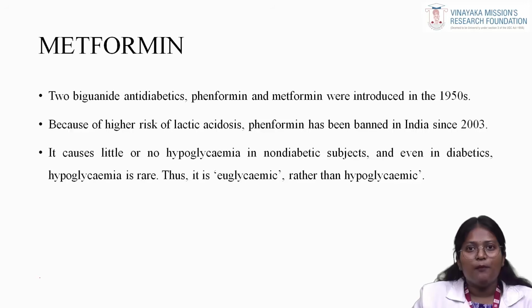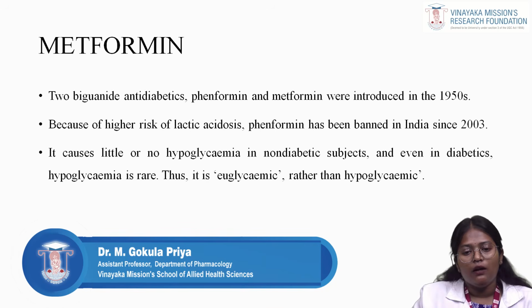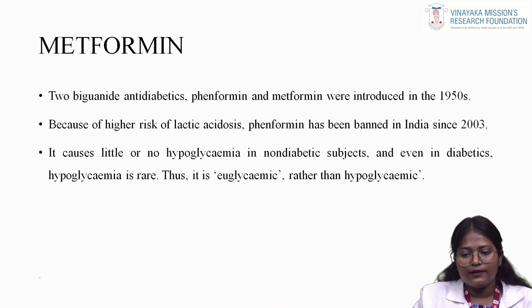So the next drug is metformin. This comes under the biguanides. Two biguanide antidiabetics, phenformin and metformin, were introduced in the 1950s. Because of the higher risk of lactic acidosis, phenformin has been banned in India since 2003. It causes little or no hypoglycemia in non-diabetic subjects, and even in diabetes, hypoglycemia is rare. So it is called euglycemic rather than hypoglycemic.